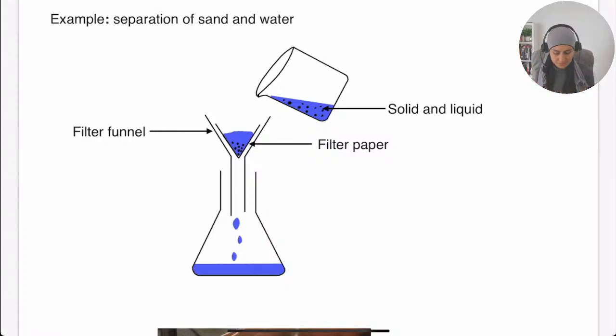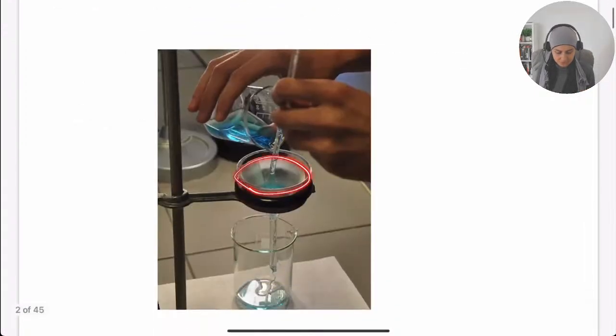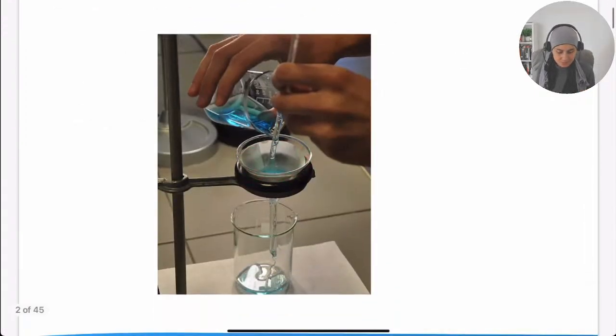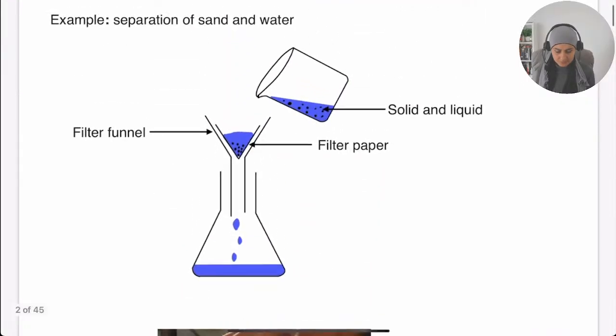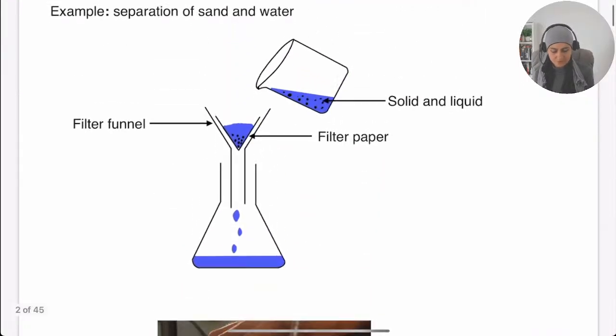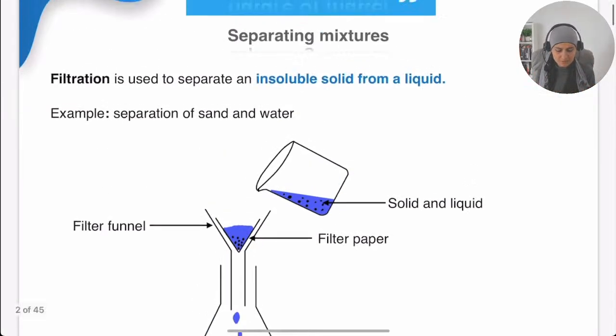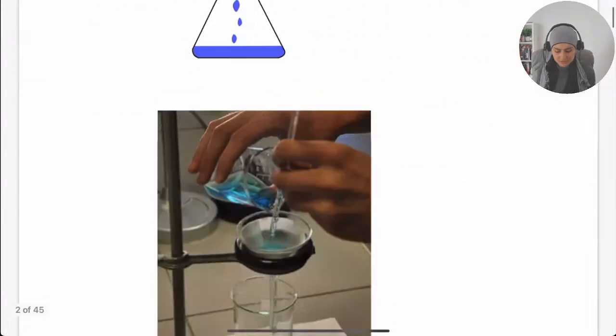We have a beaker with solid and liquid, then we have a filter funnel, and you see it's lined with filter paper. You pass the mixture through the filter paper, then the liquid would pass through, and the solid will be stuck onto the paper. That's filtration. This you use to separate an insoluble solid and a liquid.